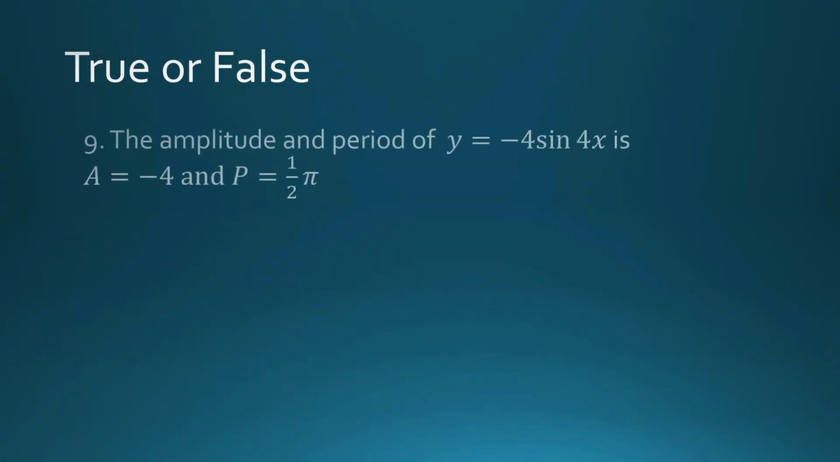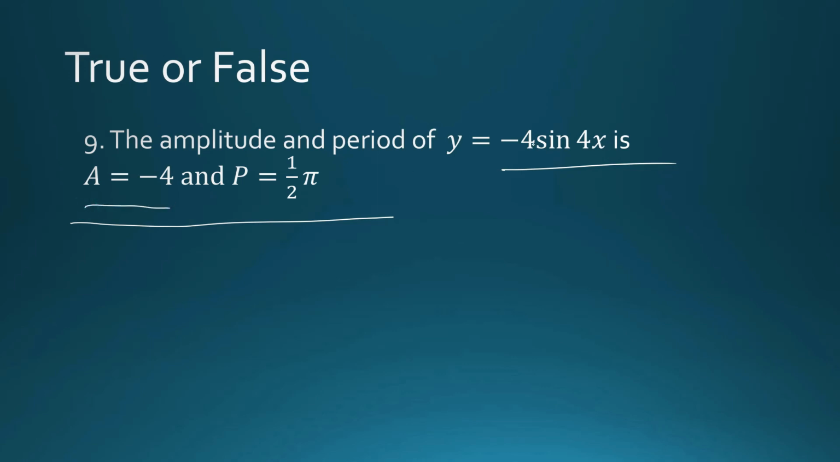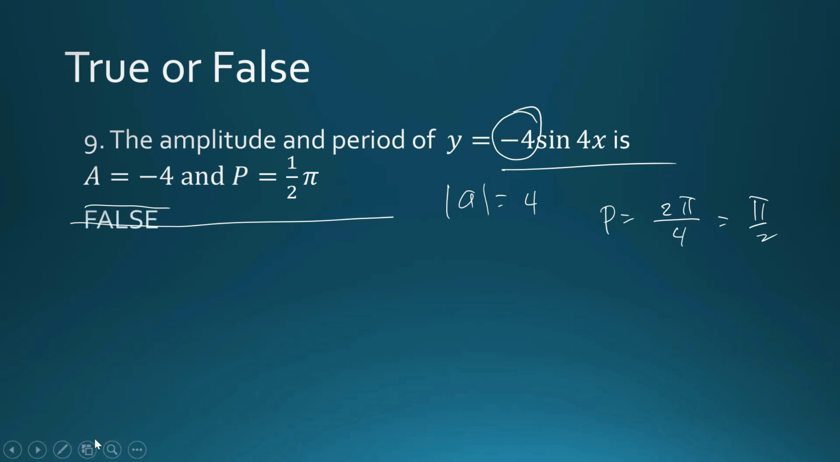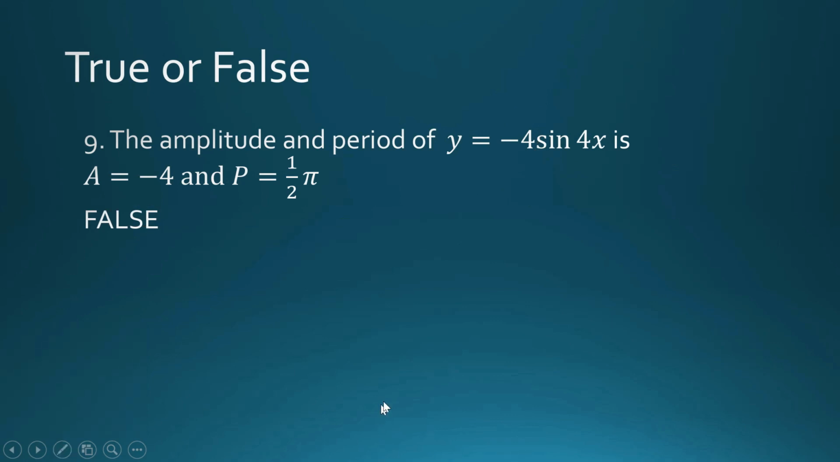Number 9. The amplitude and period of y is equal to -4 times sine of x is this. Is this true or false? So obviously this one is false, because when we are looking for the amplitude, we must look at the coefficient of your sine function, and then we get its absolute value. So the absolute value of a is 4. The amplitude is 4. How about the period? The period is equal to 2 pi divided by 4, so it's pi over 2. So this one is false because the amplitude should be +4.